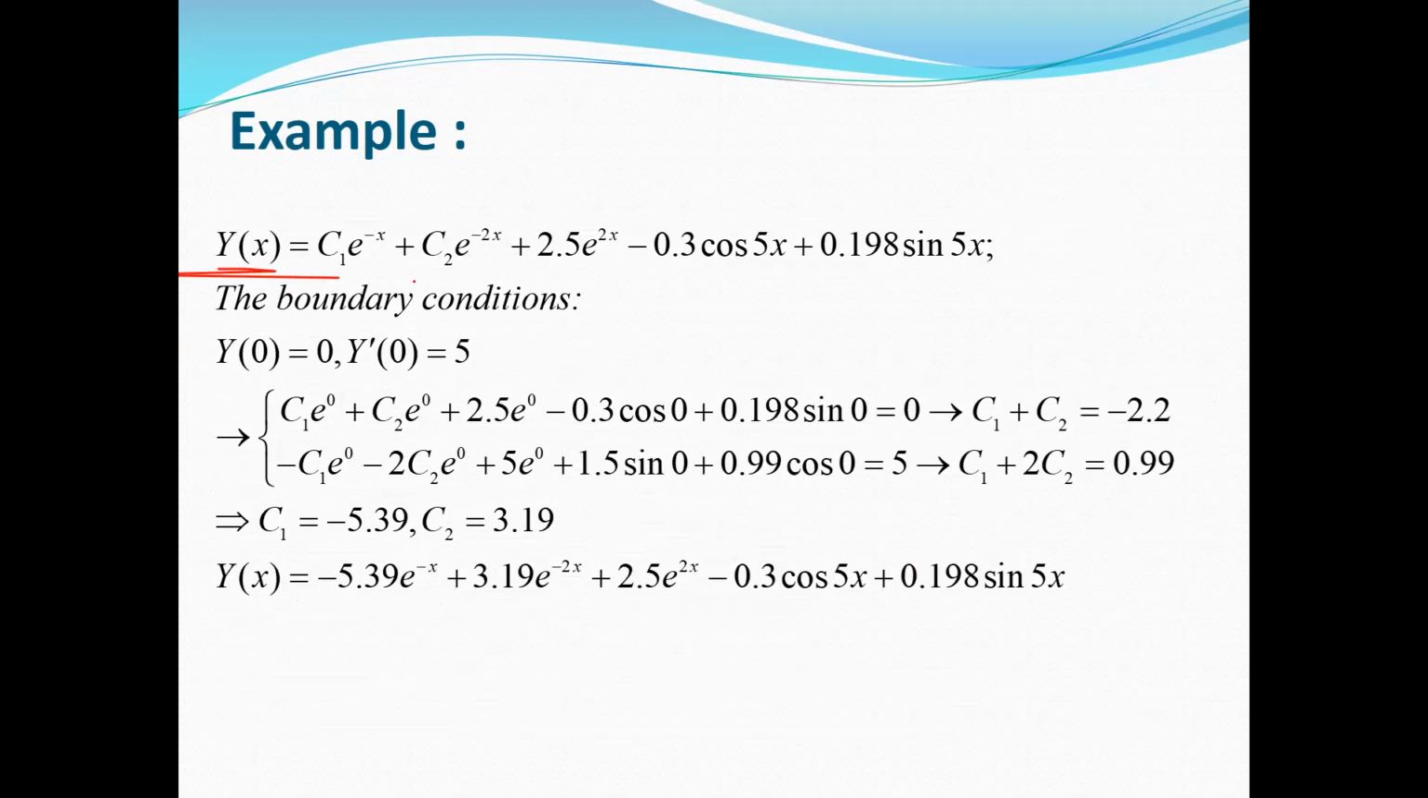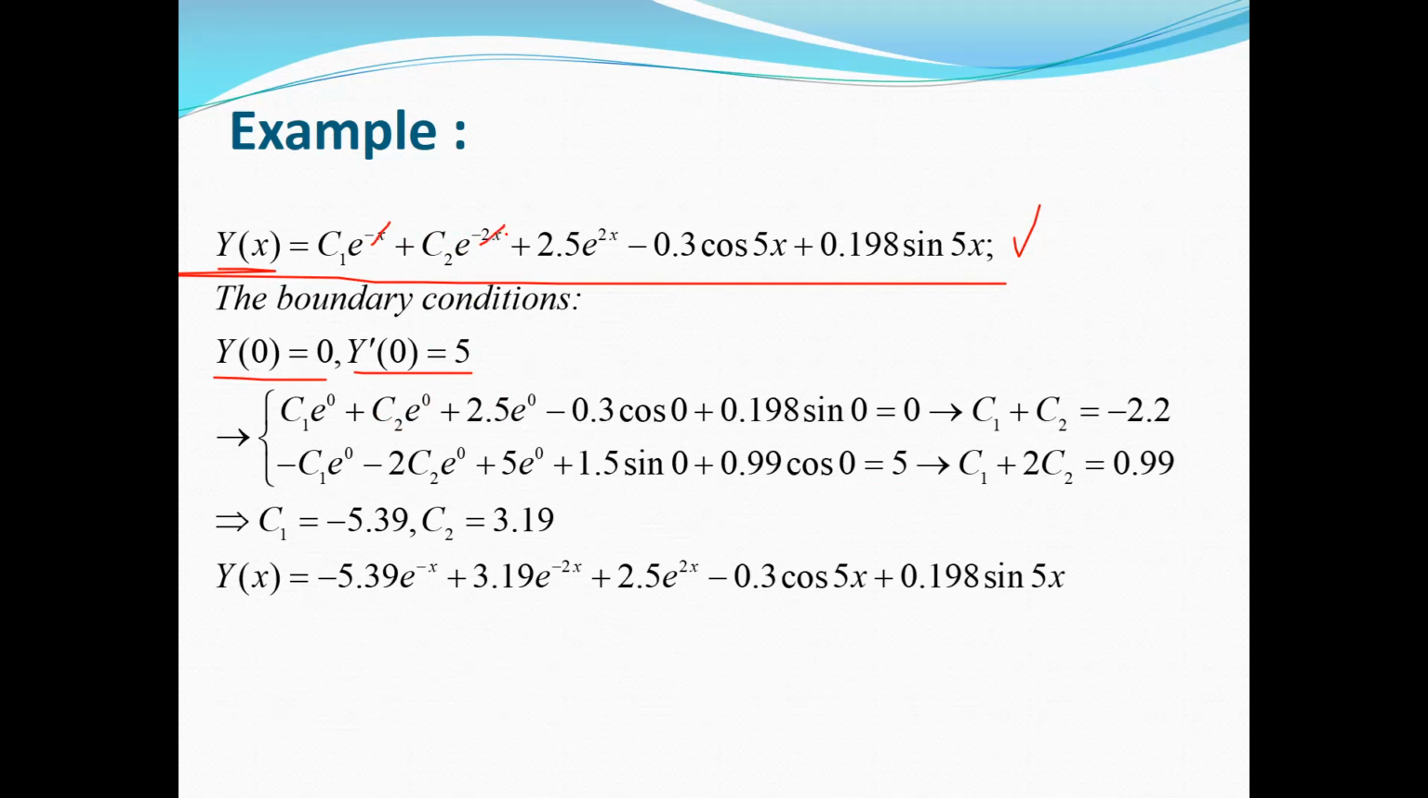Here, this is the total solution. As I told you, the boundary conditions are y at x equal to 0 is 0, and the first derivative with respect to x at x equal to 0 is equal to 5. So at x equal to 0, it means that in this total solution, instead of x, we should substitute 0. So we will have c1 exponential 0 plus c2 exponential 0. Here, when you substitute 0 instead of x, here we will have 0.